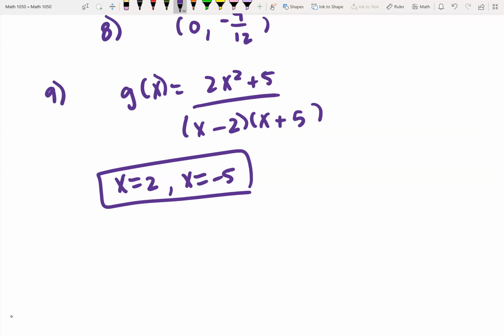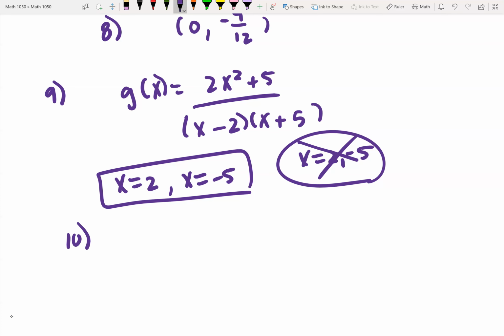And this one, absolutely, you cannot go x equals 2, negative 5, because they're vertical asymptotes, and you have to graph it. And how do you graph that? Doesn't make sense. Question 10, non-vertical asymptote.